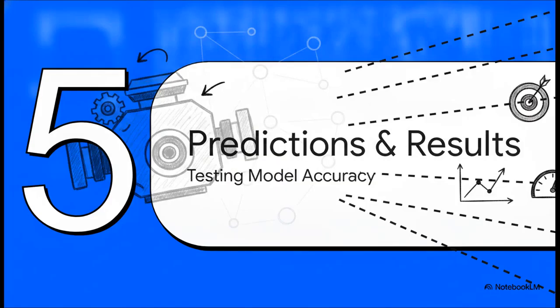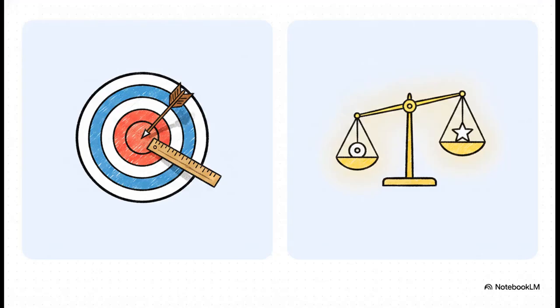And finally, section 5, predictions and visualizing results. Let's see how accurate our model actually is. So, how do we know if our model is, well, actually any good at predicting house prices? We interpret the final results using two key metrics, MAE and the R-squared score.